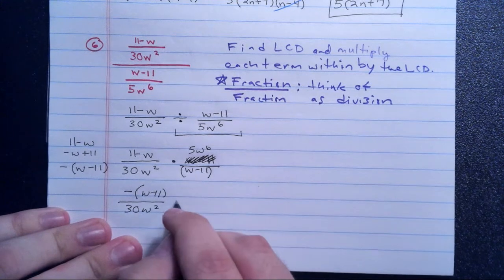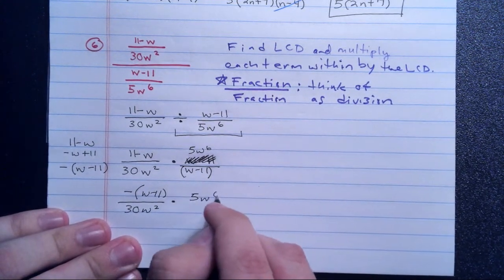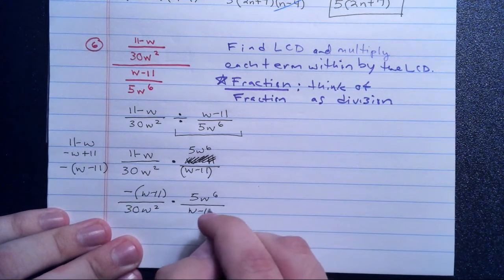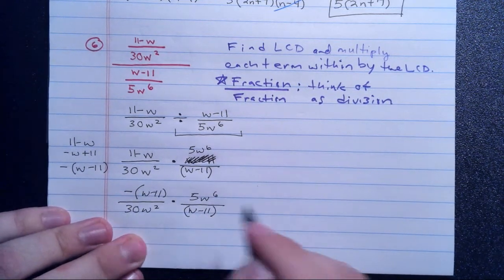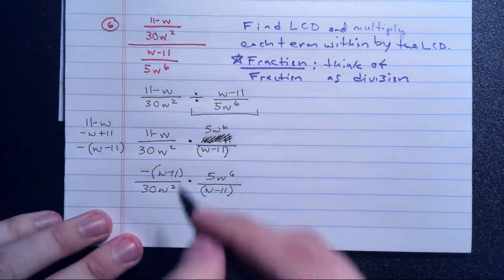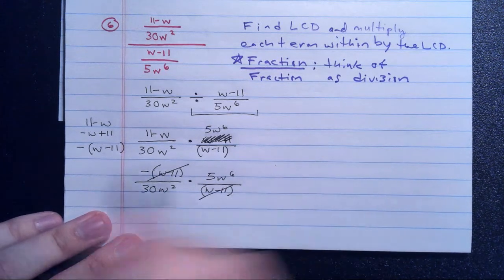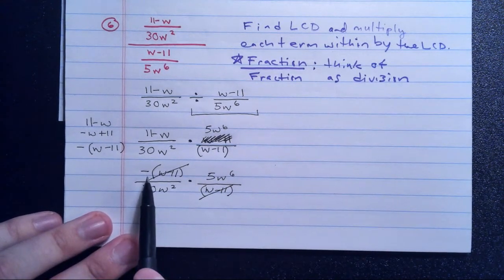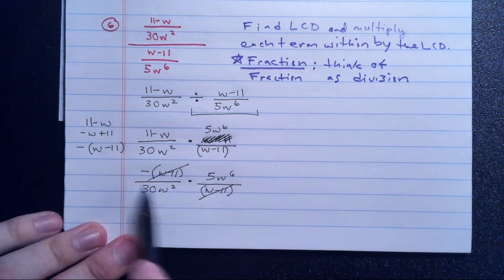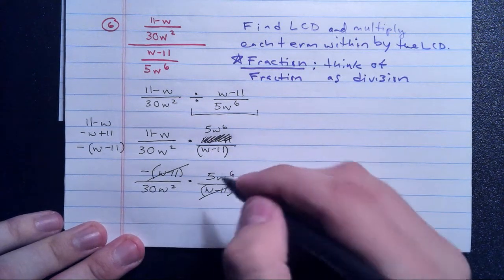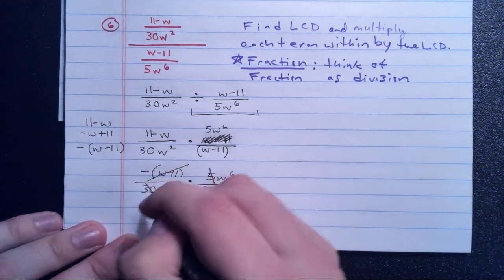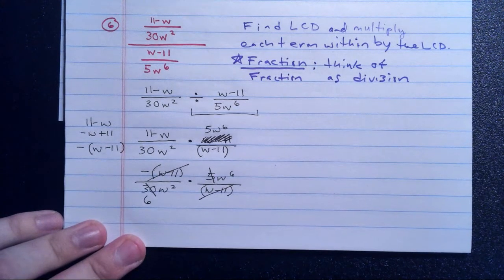over 30w squared times 5w to the 6th over w minus 11. And again, I want to look for common factors, things that can be simplified. Well, clearly w minus 11 and w minus 11. But note, that negative is still there. Now what else do I see? I see 5w to the 6th and 30w squared. Well, I can simplify 5 and 30 because 5 goes into 30. Leave a 6 down there.